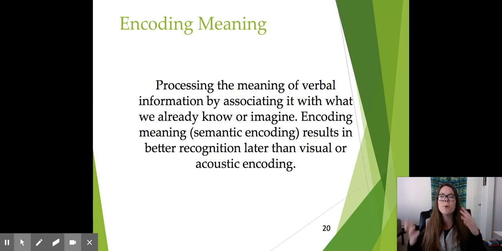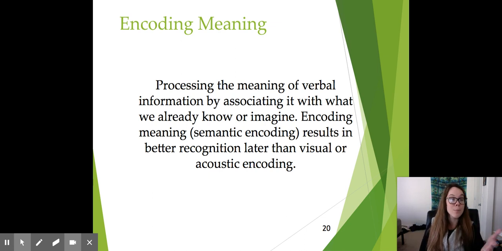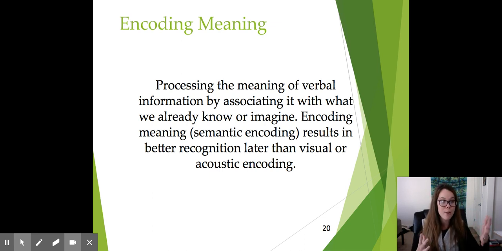So for example, we find that if we encode by using meaning, there's a reason that we use mnemonics, right, for our vocab, or try to find ways to make meaning of words, root words for different languages. It helps us remember and to encode it. So we encode using meaning, okay?